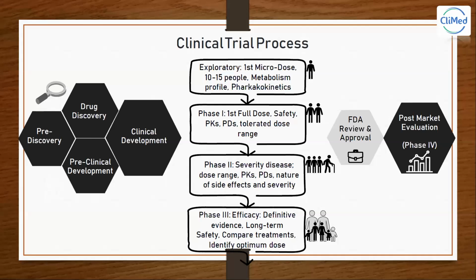is decided. Next is phase 2, which is a step up in severity, and the population is also increasing. You can see the graphics here. It shows how much population is included in each phase. So the population increased, more data is collected, and more assessments are performed. In phase 2, severity of the disease, dose range, PKPDs, nature of the side effects, and severity of the side effects is assessed.